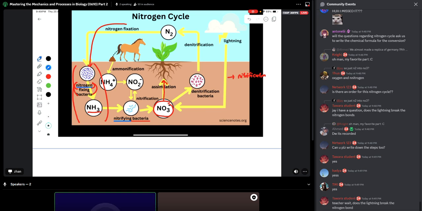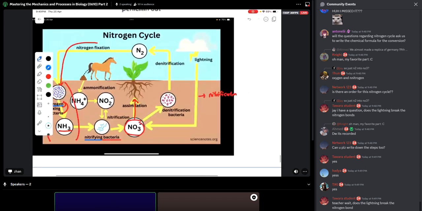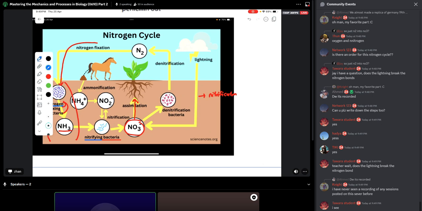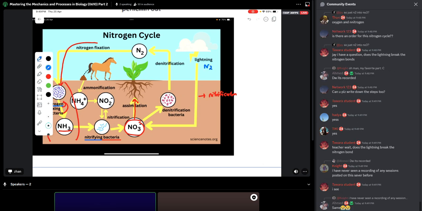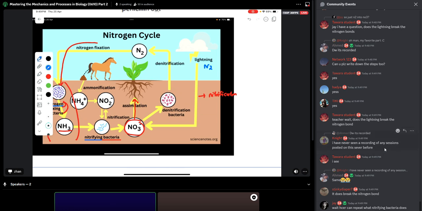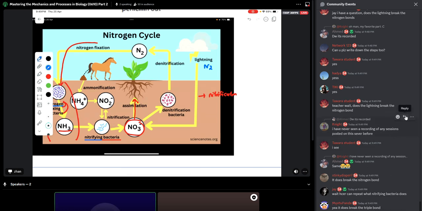So does the lightning break the nitrogen bond? Wow, this is very complicated. Lightning is a very strong phenomenon. It has a high electric current. So yes, I assume that it can break the nitrogen bond. Basically lightning will take it from N2 to NO3 minus. So somehow it's kind of oxidized already.